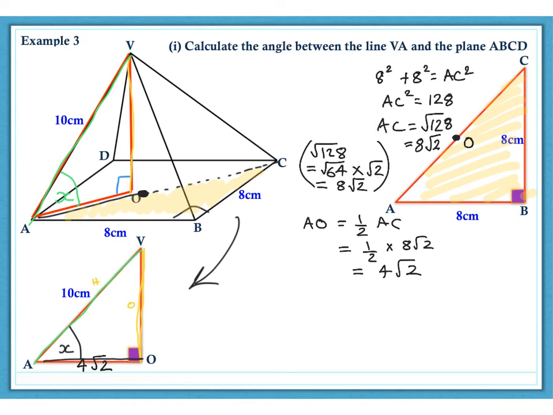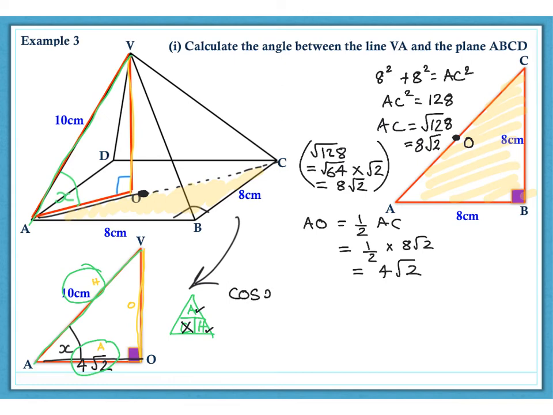Hypotenuse, opposite, adjacent. Let's highlight what we're interested in. We know the adjacent, we know the hypotenuse. This time, we need to use cosine. I'm going to draw out the CAH triangle. We know what H is, it's 10. We know what A is, it's 4 root 2. So we're looking for C.